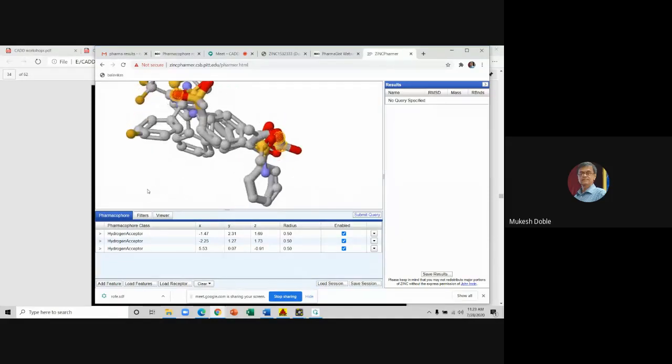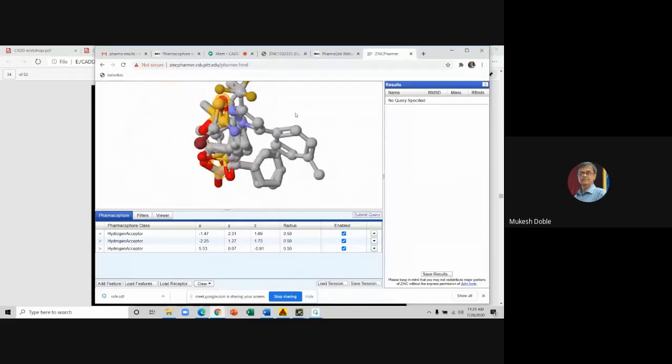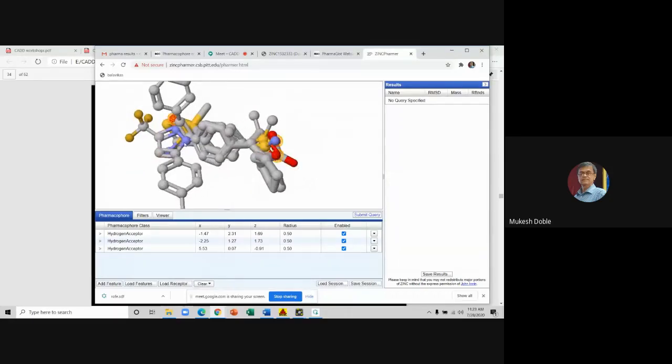Now we loaded this into ZincPharmer. Now we can ask this software to look for similar structures in the ZINC database with this feature. That means two acceptors at 1.3 angstrom, and acceptors at 8 angstrom and 7.3 angstrom. So I can say submit query, and it will look for similar features available.